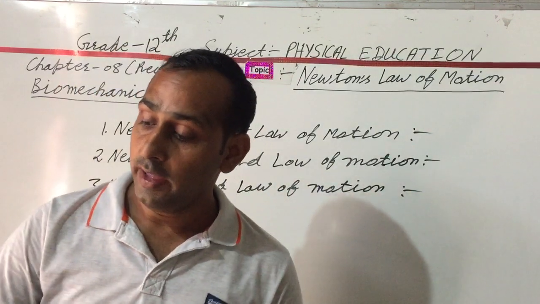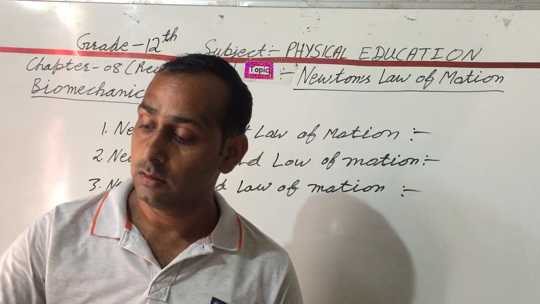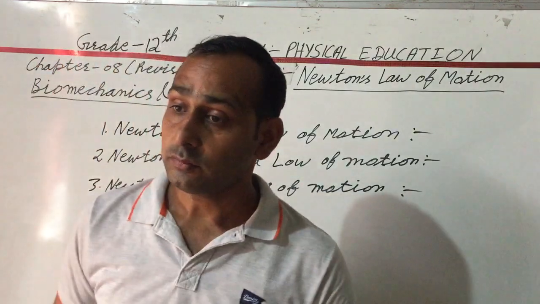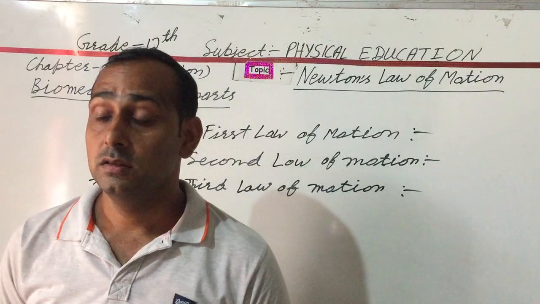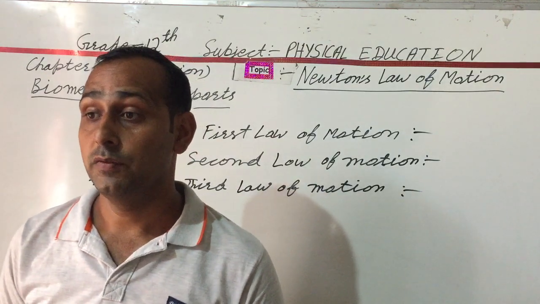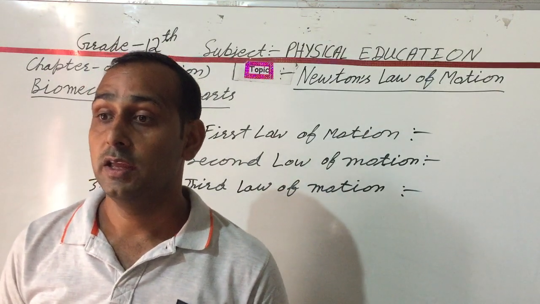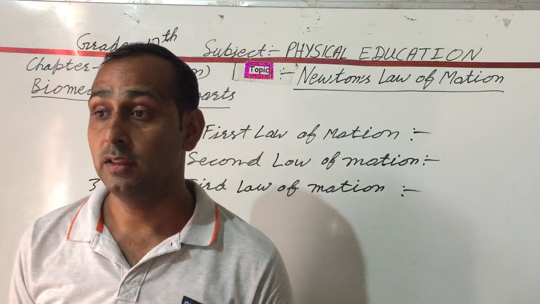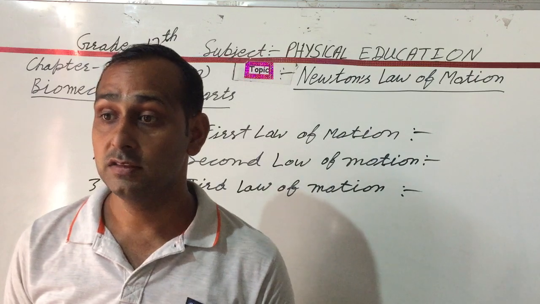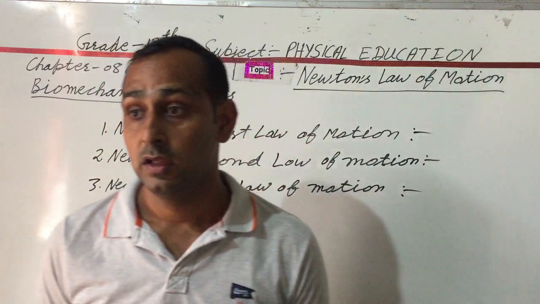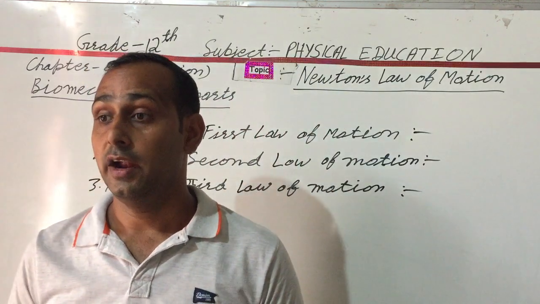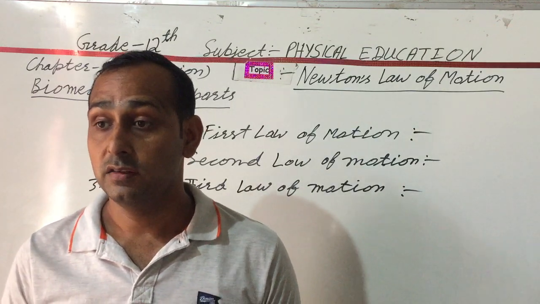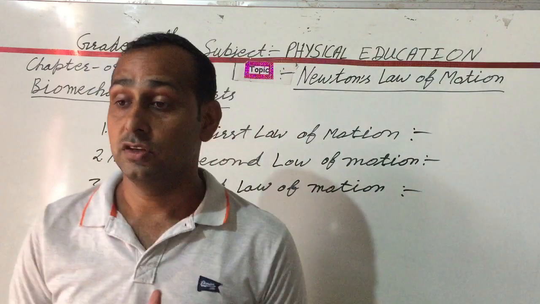Next is angular movement. This type of movement occurs between the long bones, causing a change in the angle between the two bones. The angle either increases or decreases. Various angular movements are flexion, extension, abduction, and adduction. These are explained in detail. First is flexion and extension.